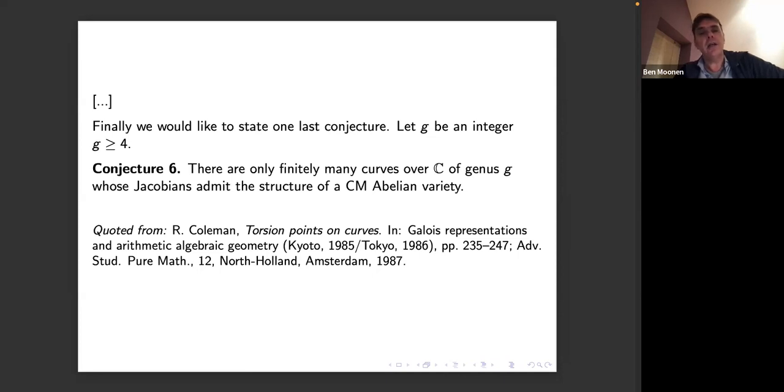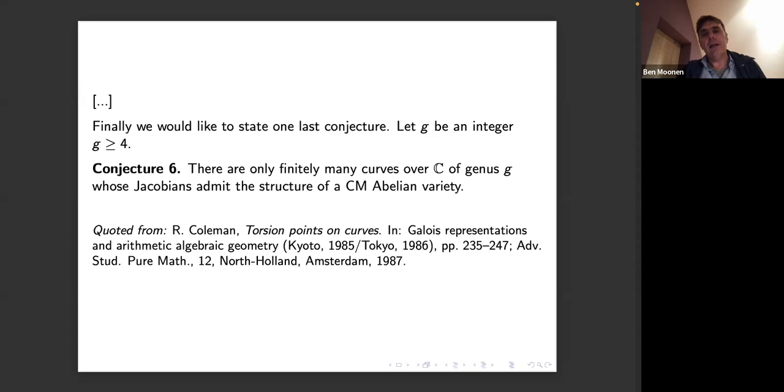You fix an integer, at least 4, and you look at curves, just really over the complex numbers, of genus G with the requirement that the Jacobian is a CM abelian variety. And his conjecture is that for a fixed G, there should be only finitely many of such curves.